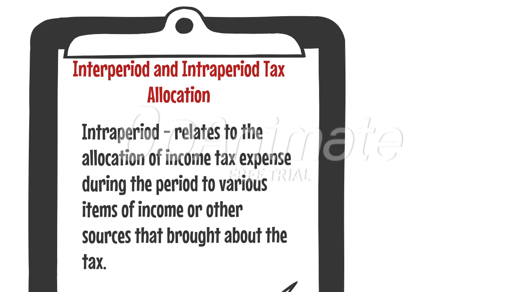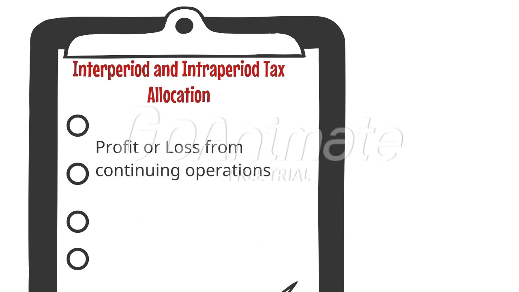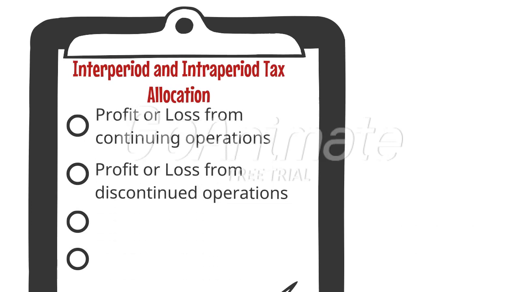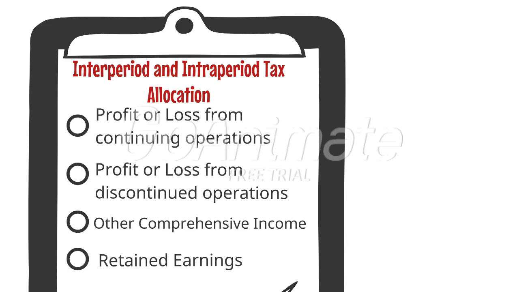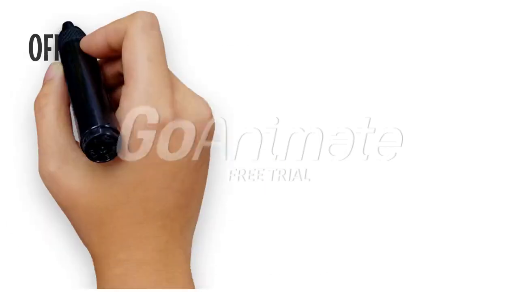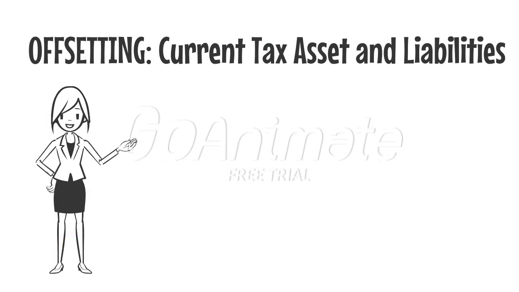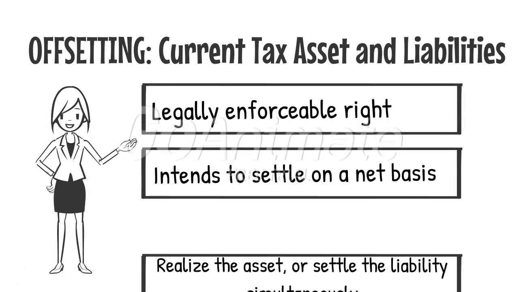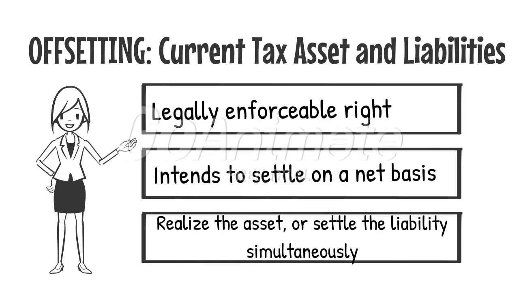Income tax is allocated to the following: profit or loss from continuing operations, profit or loss from discontinued operations, other comprehensive income, and directly recognized in retained earnings. In offsetting, an entity shall offset current tax assets and current tax liabilities only if the entity has a legally enforceable right to set off the recognized amounts, and intends either to settle on a net basis, or to realize the asset and settle the liability simultaneously.